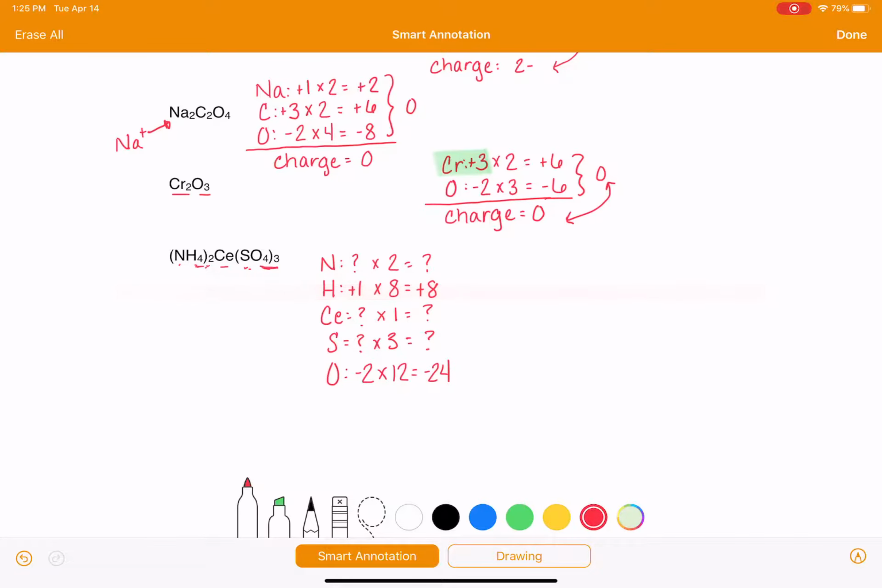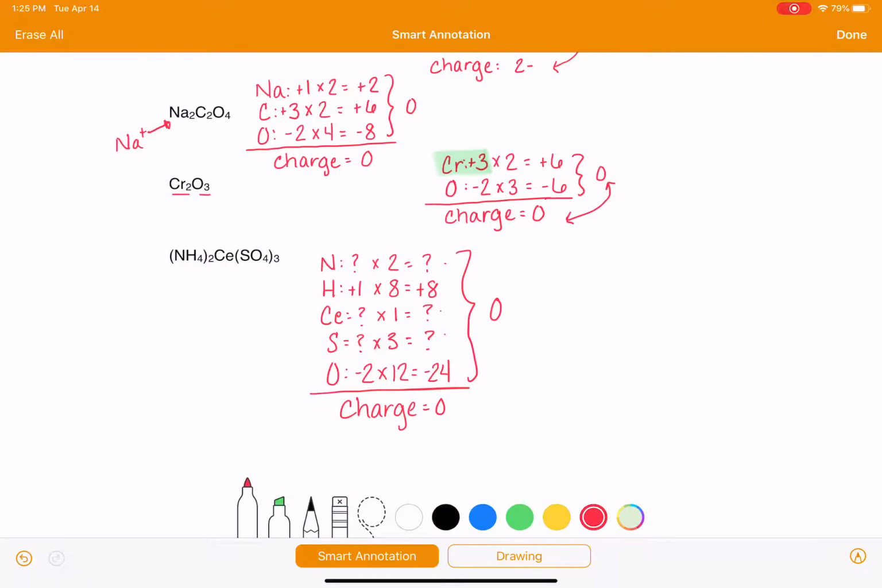That's a lot. And the charge on this overall has to be 0. So all of these are going to add up to 0. But that's really hard. How are we going to figure that out? We have 3 unknowns and only 1 equation, which is mathematically impossible. We can't figure it out. Don't worry, though. We have a solution.